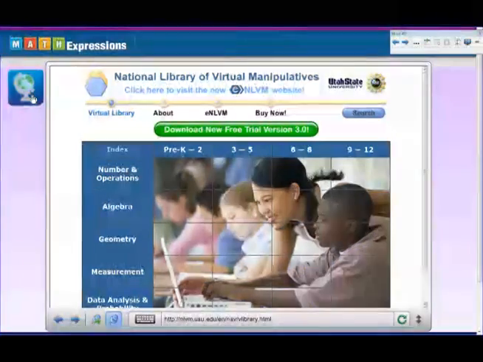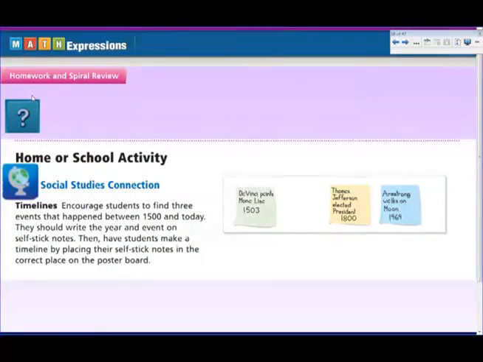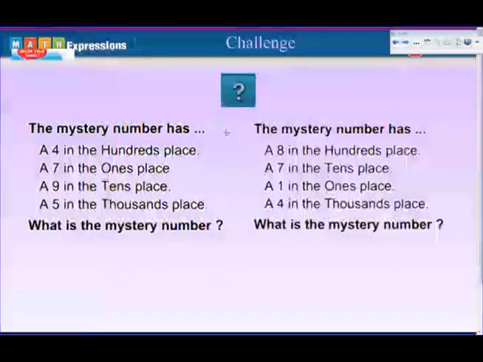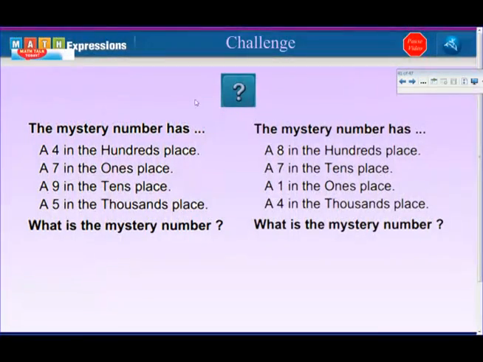I also was told that I'm not giving enough challenges. So here's a challenge. If you want, stop the video and check this out. You get a timeline and you try to see if you can figure out 3 things that have happened between the year 1500 and today. Some other challenges I'd like you to try: stop the video and see if you can solve these 2 mystery numbers. Since they are challenges, I'll let you figure it out on your own and we'll see if you get them right.